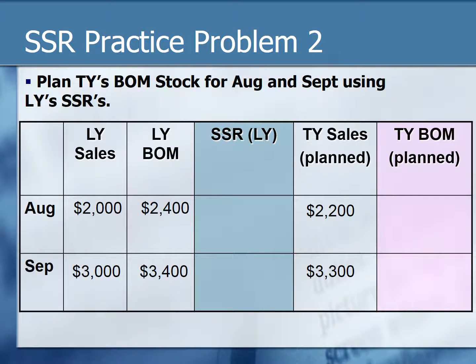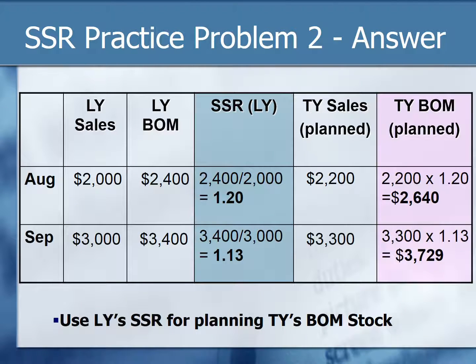So now we have 2 months, August and September. Let's plan this year's BOM stock for both months, August and September, using last year's SSRs. So first calculate the SSR from last year, and then use that to plan this year's BOM. So first let's calculate the SSR. SSR is BOM over sales. So for August, it's 2,400 over 2,000. So that equals 1.2.